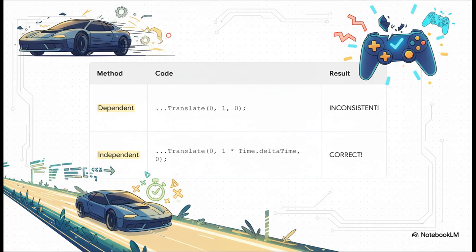What this does is it turns our command from move 1 unit per frame into move 1 unit per second. If your computer is fast and has a lot of frames per second, delta time will be a very small number. If your computer is slow, delta time will be a bigger number. It perfectly balances out so that the car moves at the exact same speed on every single machine. This is the industry standard way to handle movement.